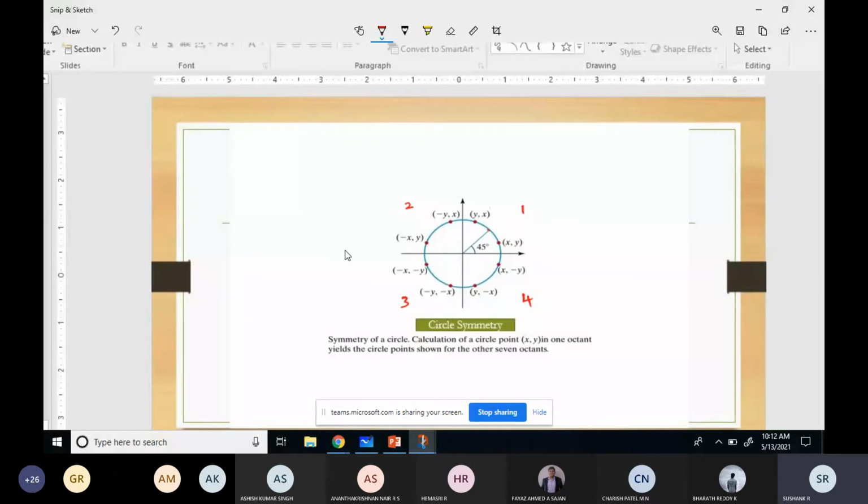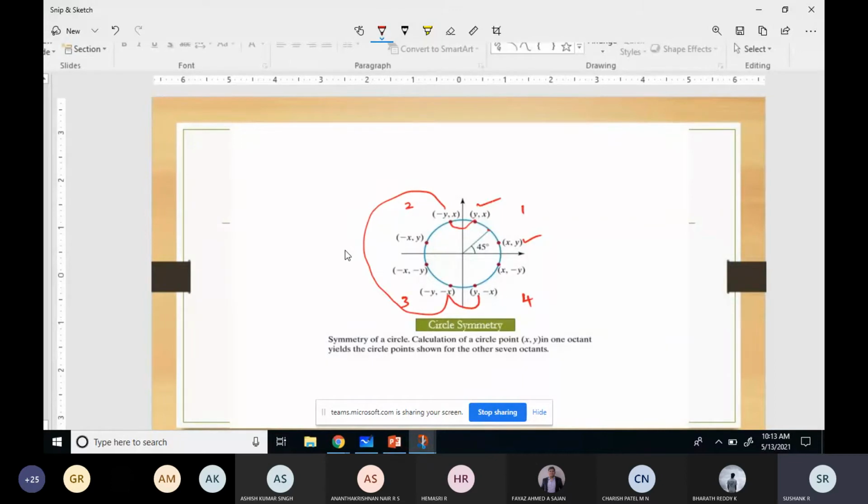If you can calculate x comma y at this position, the symmetrical position of y comma x can be found here. If you can calculate y comma x in the second quadrant also, the position corresponding to this will be the change of sign, minus y comma x. If you found that, then in the third quadrant also you can find this just by changing the value to minus x. So you can find this also, and once you found this, you can also find this value.